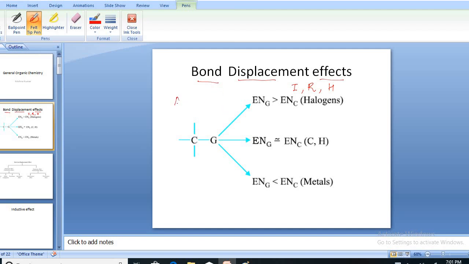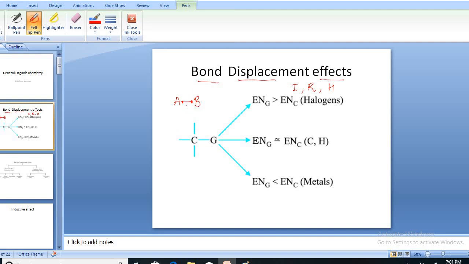Now let's say you have a bond between A and B. A and B are two different atoms. Okay, so now what exactly could happen? Just imagine A is going to contribute one electron, B is going to contribute one electron, as a result of which this bond is formed. Let's try to understand that this is just a covalent bond.